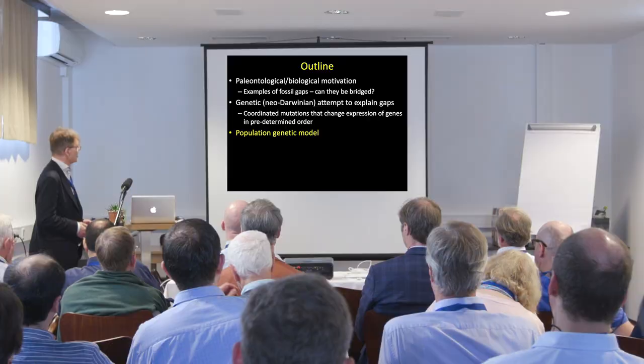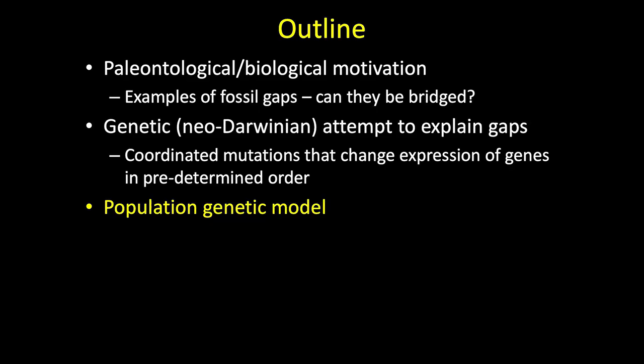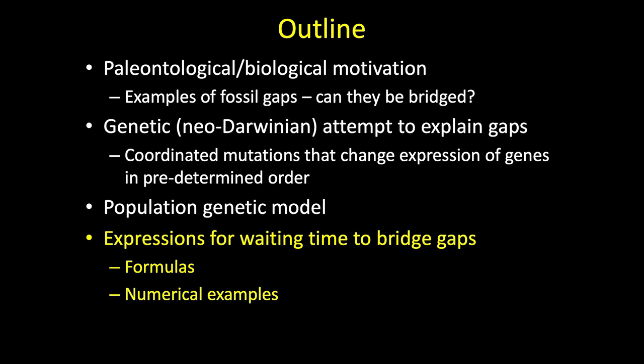And then we need the mathematics, so we will bring in population genetics into that genetic model. And that will lead us to some expressions for the waiting time in order to bridge those gaps. So I will present some formulas and then give numerical examples. And finally, that leads us to the conclusions. Is it possible to bridge those gaps?